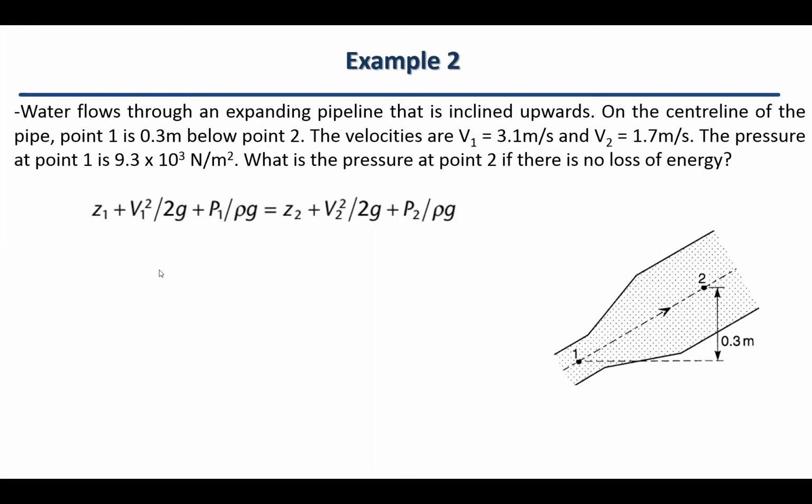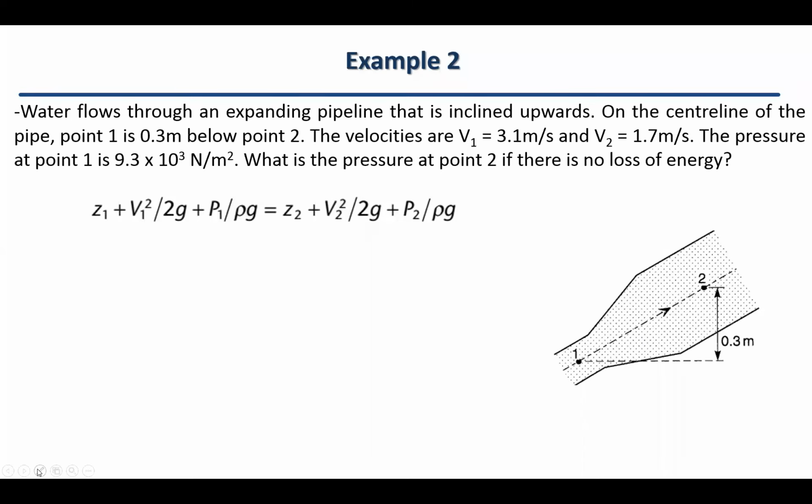The only thing you need to do is substitute the figures that we have. Z1 and Z2 are given to us. We don't need the absolute values, as long as we have the differences, it's absolutely fine. Or you can just draw a line through point 1. So obviously Z1 is 0 and Z2 is equal to the difference, 0.3. V1 and V2 are given to us. P1 over rho g is given to us. The only thing you need to do is substitute the values and calculate P2.